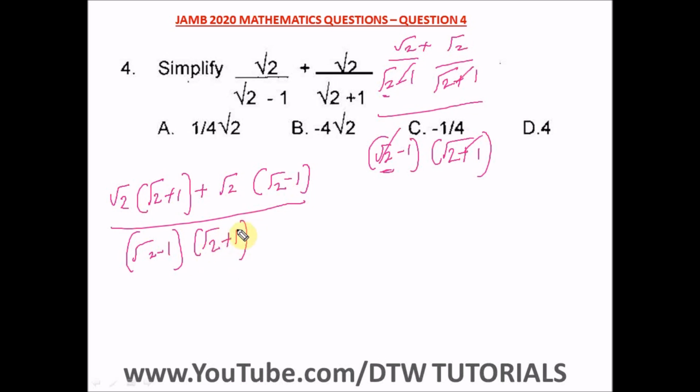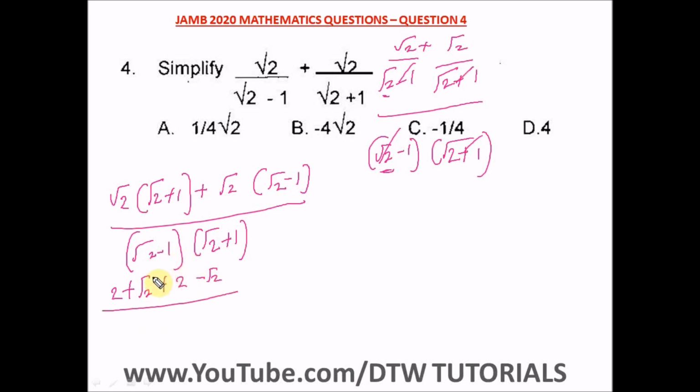So we have to open our bracket. So from this, I'm going to open this bracket. Root 2 times root 2 will give us 2, plus root 2 times 1, root 2, plus root 2 times root 2 is 2, plus times minus will give us minus root 2 times 1, root 2, all over.